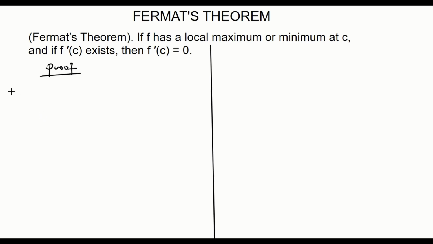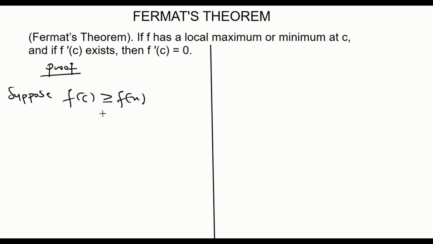First, let's suppose that f, the function, has a local maximum. And if the function has a local maximum, that means that the function at that c should definitely be greater than or equal to the function at x, where we know that x lies within the restricted interval where this function at c is the local maximum.